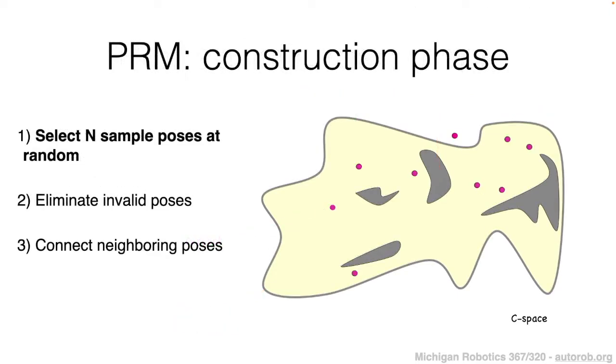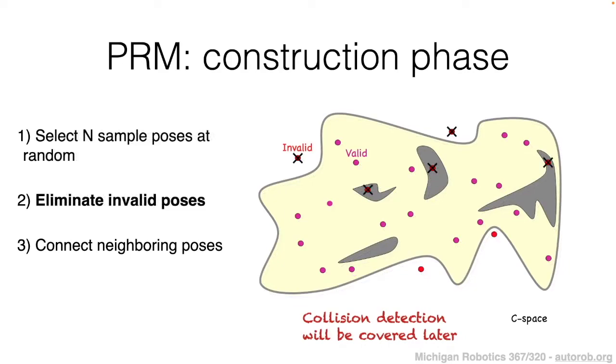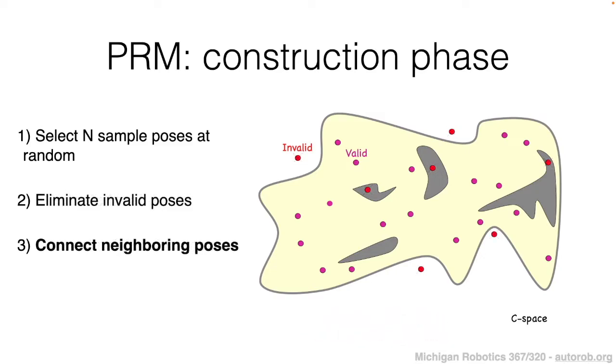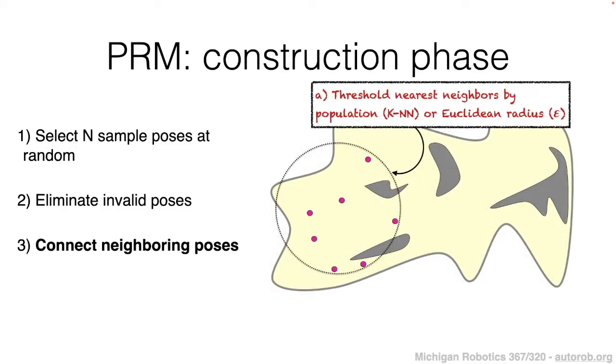To look at the construction phase more closely, the first step of probabilistic roadmaps is to sample n poses at random. Within the configuration space, you can see that we've plotted these n randomly sampled points. The next step is to eliminate all of the invalid poses that we sampled. These would be poses that are outside of the joint limits or that are in collision with obstacles within the world. At that point, we construct the graph data structure itself, by connecting neighboring poses that we sampled to construct our final roadmap.